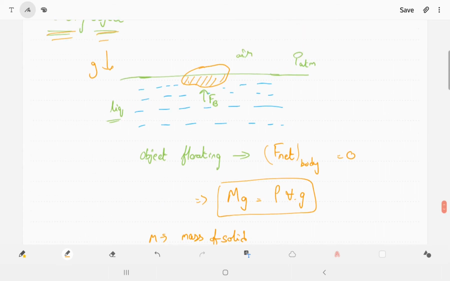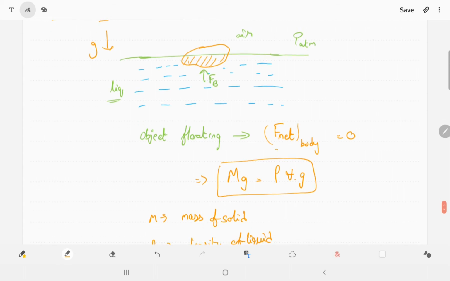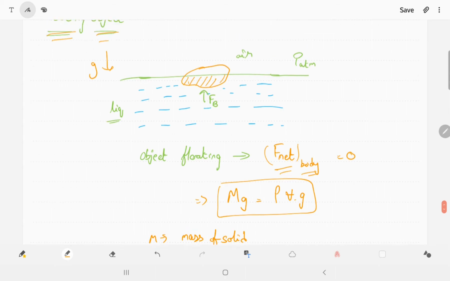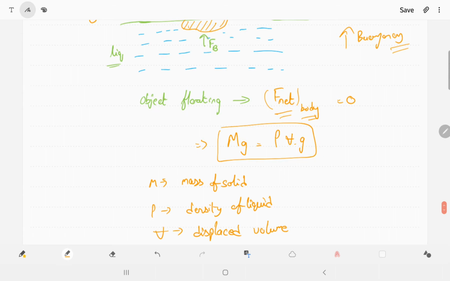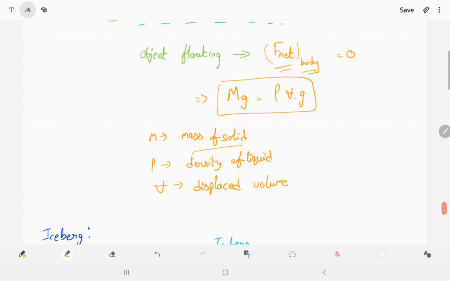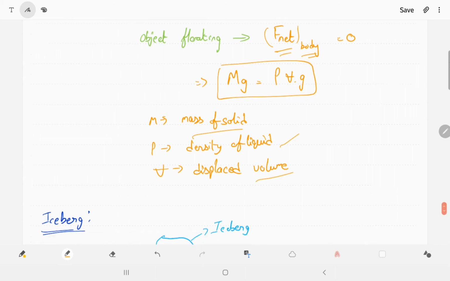The condition for a floating object is that the net force acting on the body equals 0. That means gravity acts in this direction, and the buoyancy force acts in the opposite direction. So for the floating condition, gravity should equal the buoyancy force. That means the gravity mg equals rho vg. Here m is the mass of the solid, rho is the density of the liquid, and v is the displaced volume. This is the condition for an object to float in a liquid.